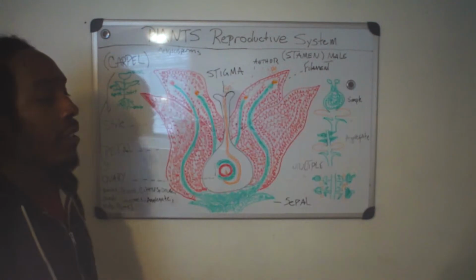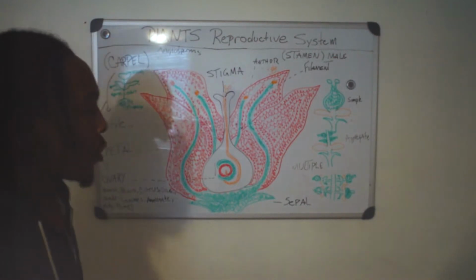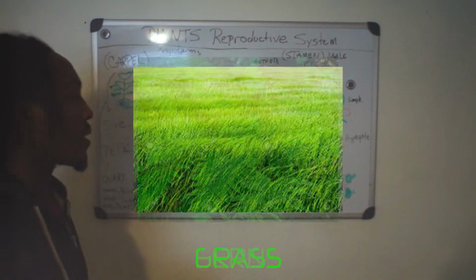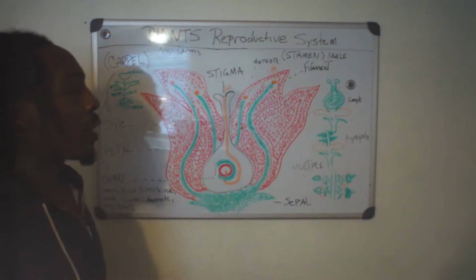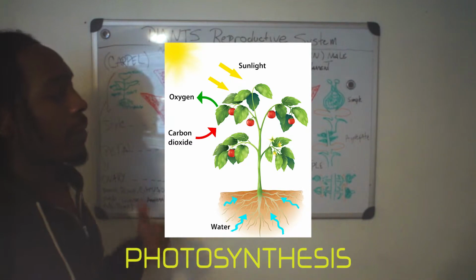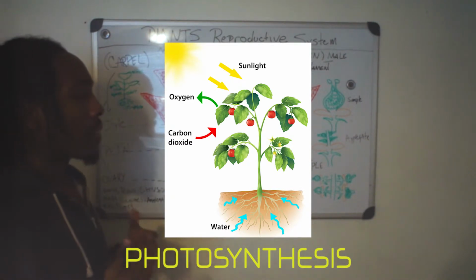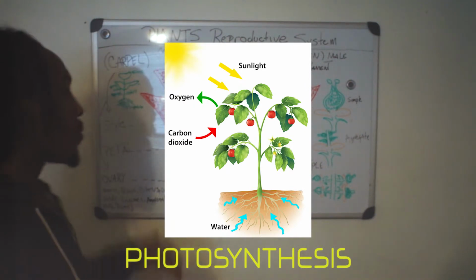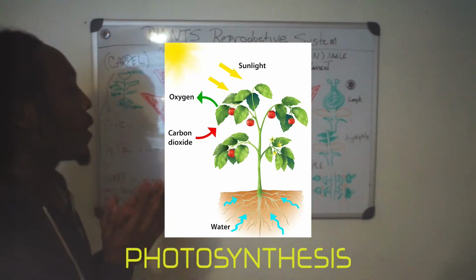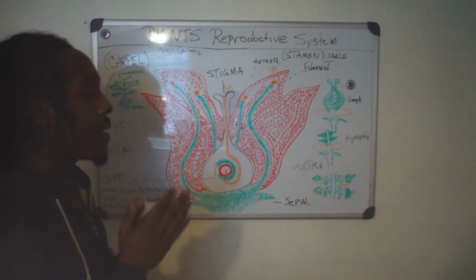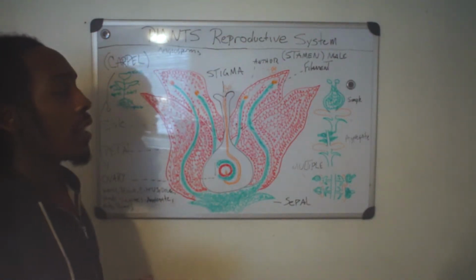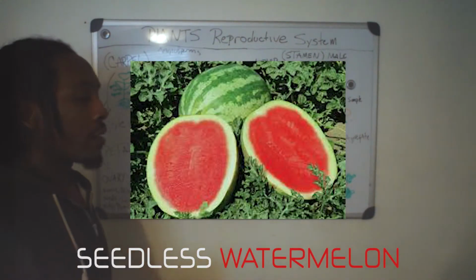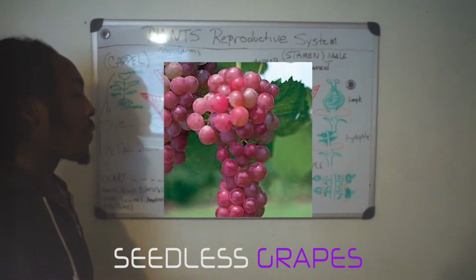A plant is a living organism exemplified by trees, shrubs, mosses, ferns, and grasses, and they all obtain inorganic minerals through their roots, and they photosynthesize. They perform photosynthesis as a means for synthesizing those minerals and to live. Now, a fruit is the ovary of a flower which contains the seed. So by definition, anything that does not contain a seed is not a fruit. So watermelons without seeds are not fruits. Grapes without seeds are not fruits.